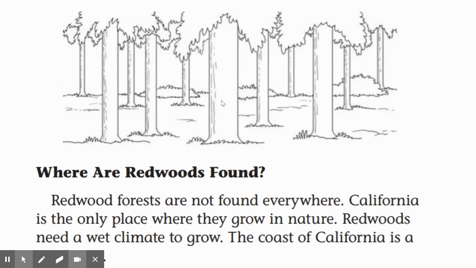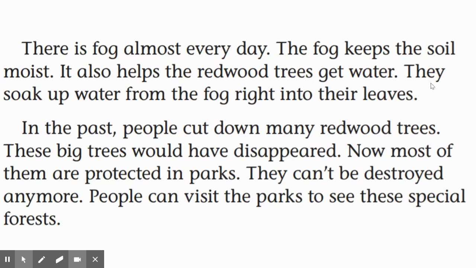We are now on page 154. Where are redwoods found? Redwood forests are not found everywhere. California is the only place where they grow in nature. Redwoods need a wet climate to grow. The coast of California is a good spot. There is fog almost every day. The fog keeps the soil moist. It also helps the redwood trees get water. They soak up water from the fog right into their leaves.